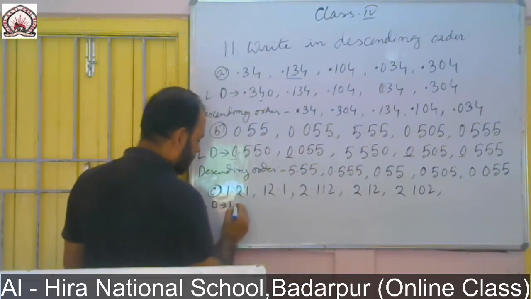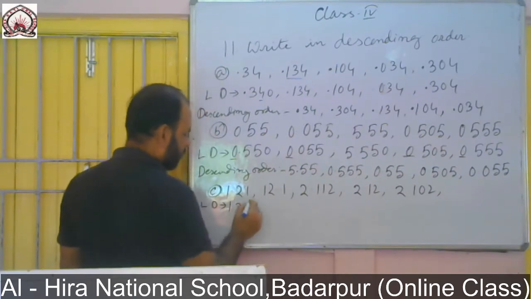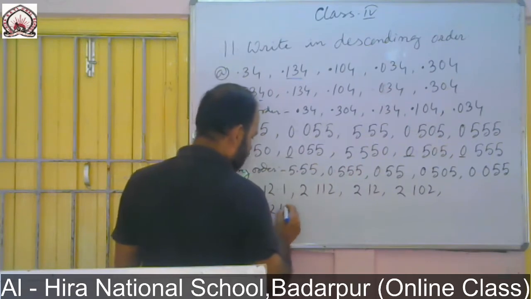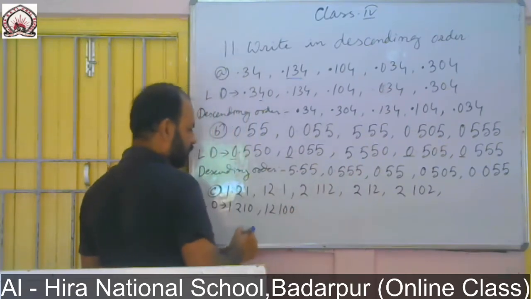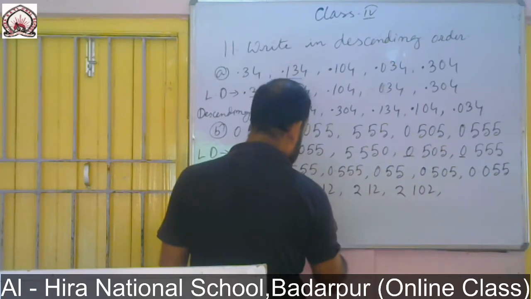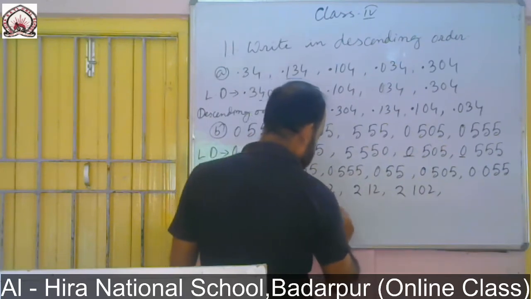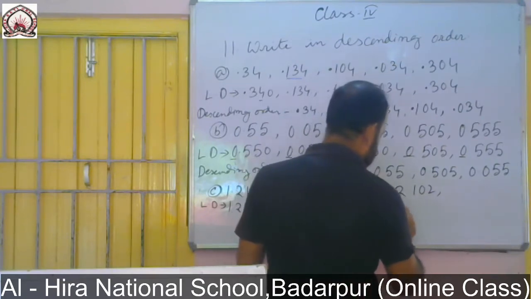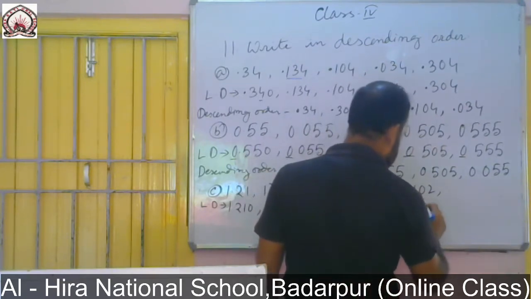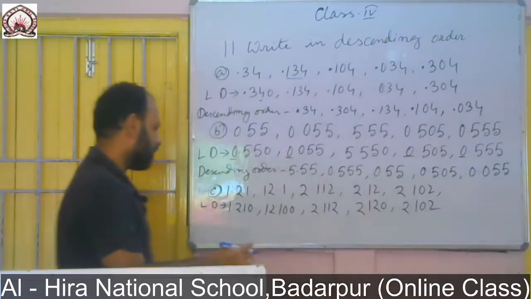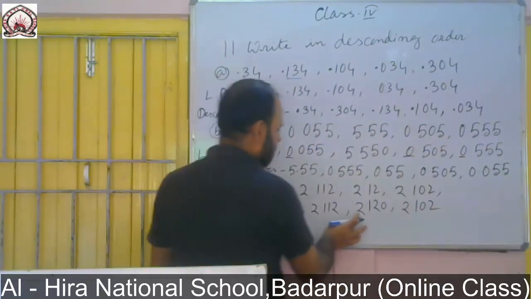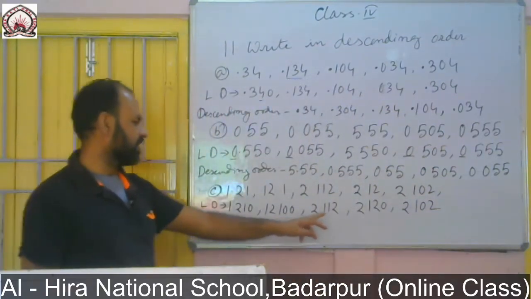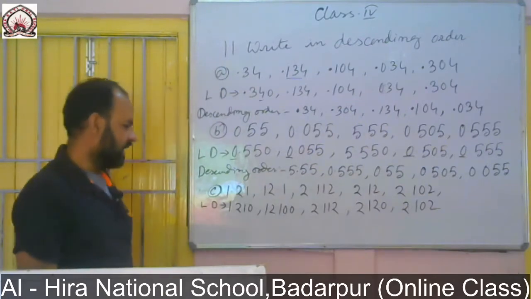So here 1.21 becomes 1.210, we add a zero to make like decimals. Here 12.1 becomes 12.100, we add two zeros. Here 2.112 already has 3 digits. Here 2.12 becomes 2.120. Here 2.102 already has 3 digits. So now all are like decimals, with 3 digits after the point.